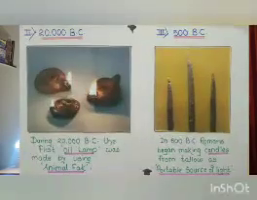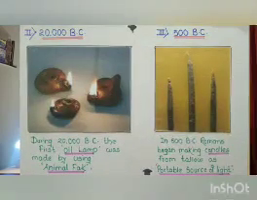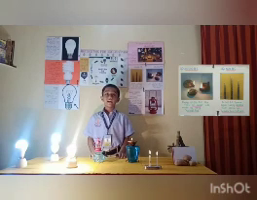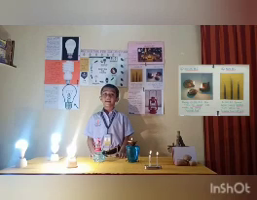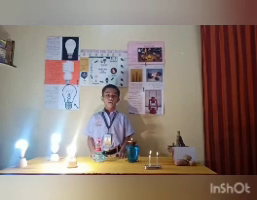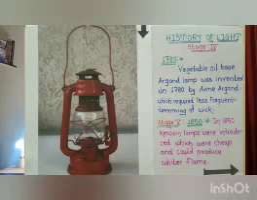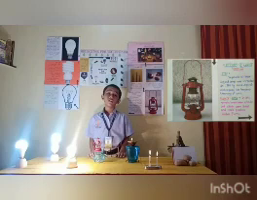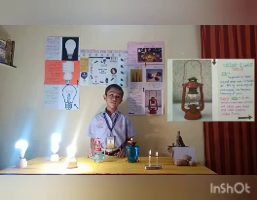Stage 2, 20,000 BC. Animal fat-based oil lamp was created. Stage 3, 500 BC. Romans made candles from tallow. Stage 4, 1780. Argand lamp. Vegetable oil-based Argand lamp was invented by Aimé Argand. It required less wick trimming.